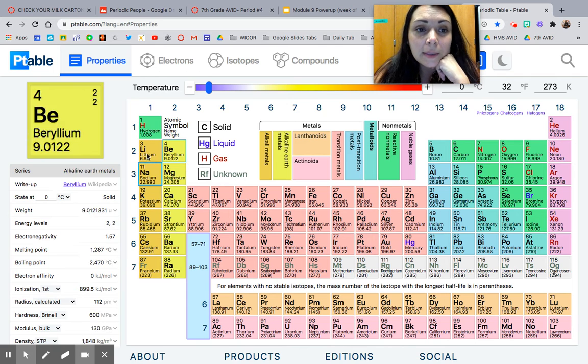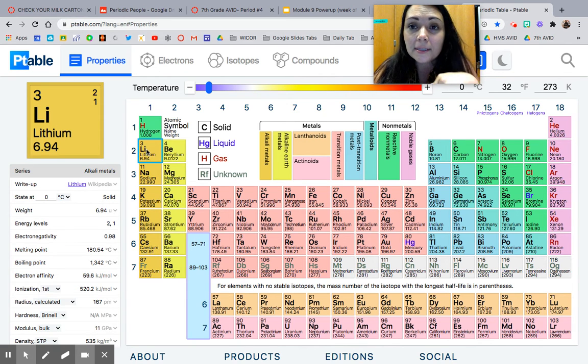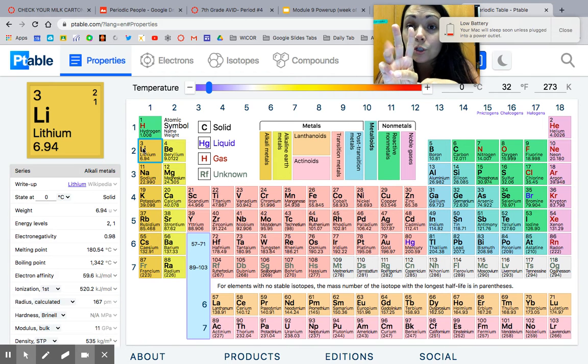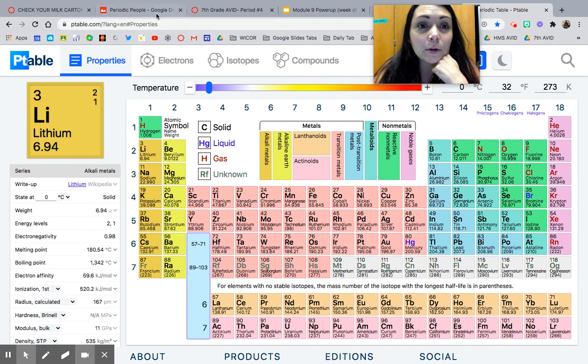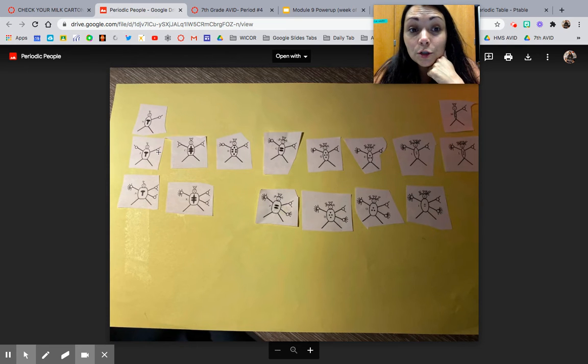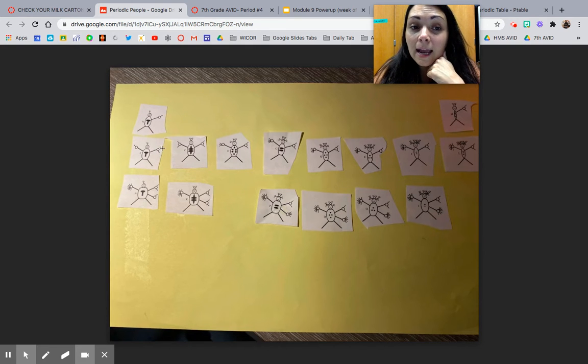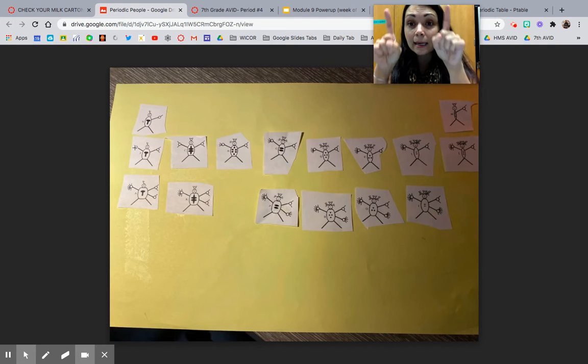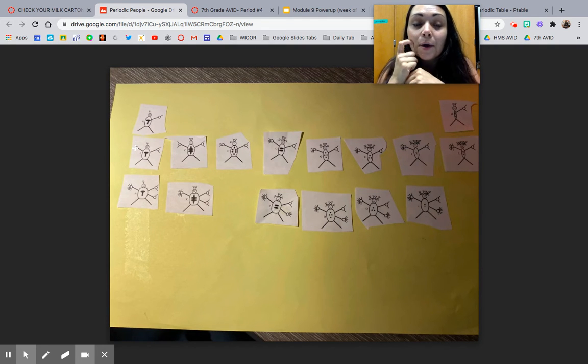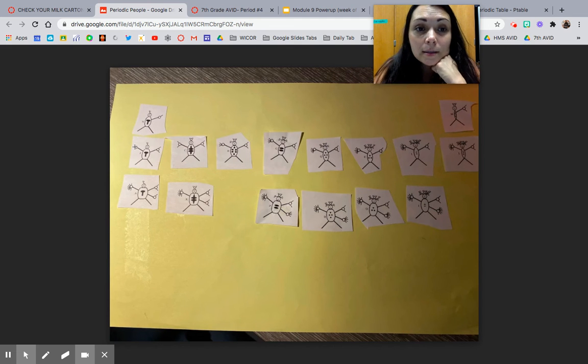So I have 1 arm because there's 1 ring, and there's 1 finger on the hand because I have 1 electron. Then if I look down here, lithium, and you can see it on the side right here, lithium has 3 electrons. So that means that I have 2 in the first shell and then 1 in the second shell. So if I look at my periodic table person, I'm noticing 2 arms for the 2 shells. I have 1 arm with 2 in the first, and then my second arm, or my second shell, with 1 electron. So the arms represent the shells and the fingers represent the electrons.